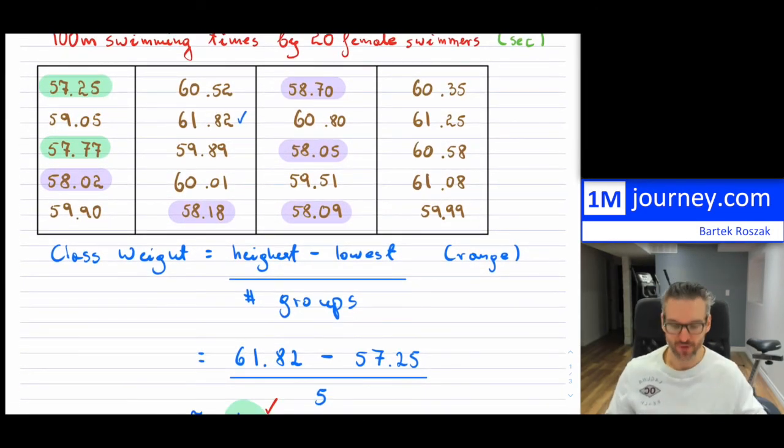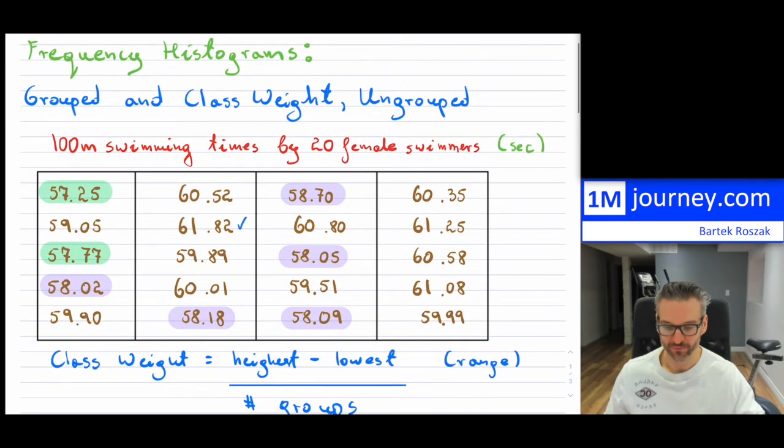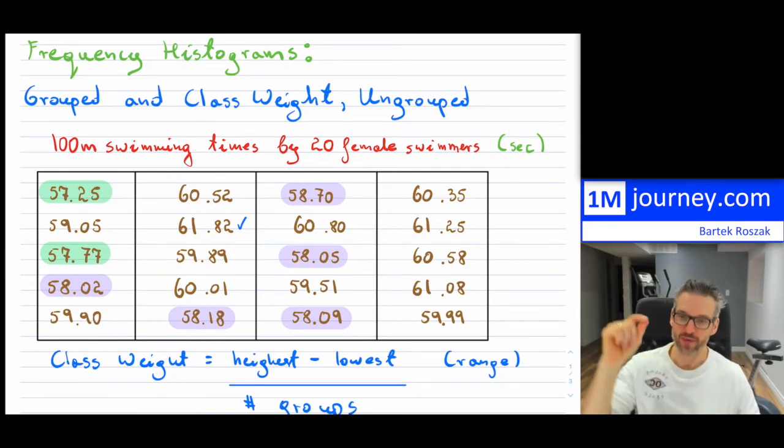So what you've created is your groups. You have 5 groups. You created your class width, which was the interval. And then within that interval, you basically pick the data points that fall in there.